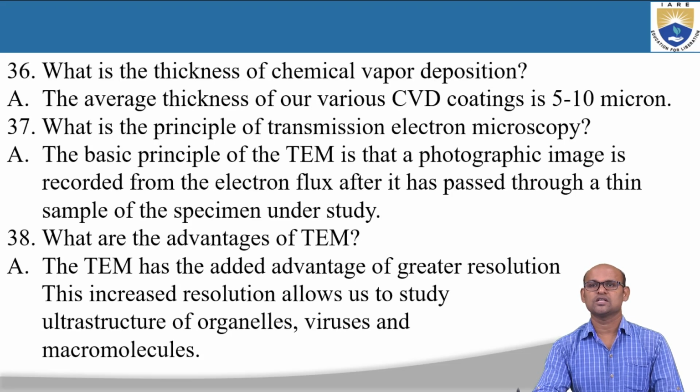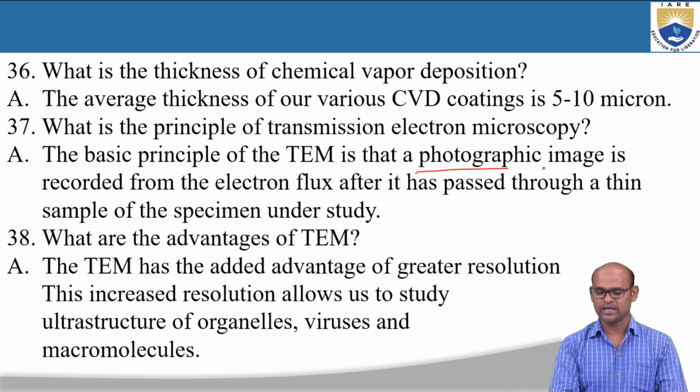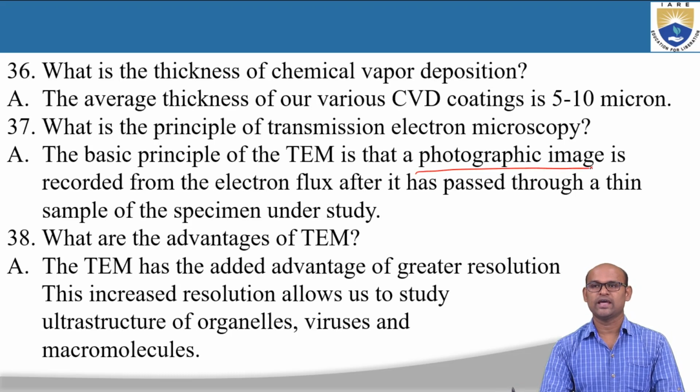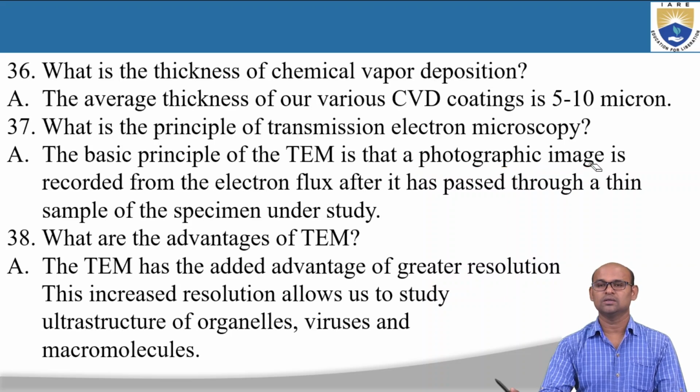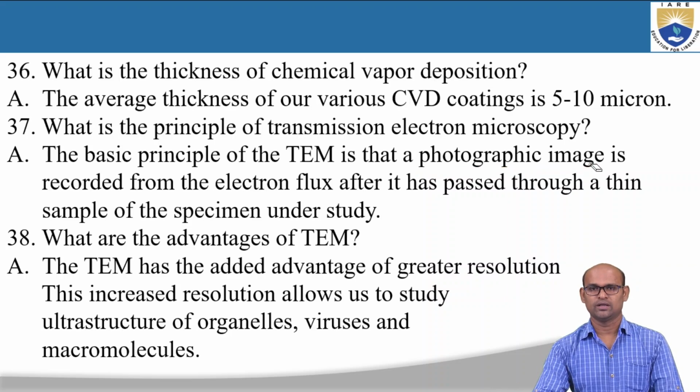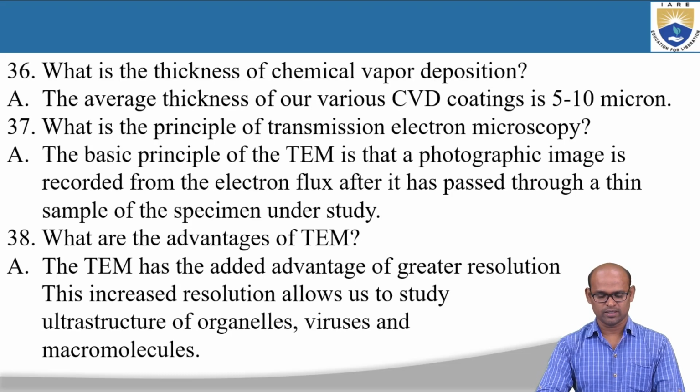What is the principle of transmission electron microscopy? The basic principle of transmission electron microscopy is that a photographic image is recorded from the electronic flux after it has passed through a thin sample of the specimen under study. So we actually get a photographic image when the electrons pass through the material, the nanomaterial. So there can be scattering, elastic, inelastic scattering and all.